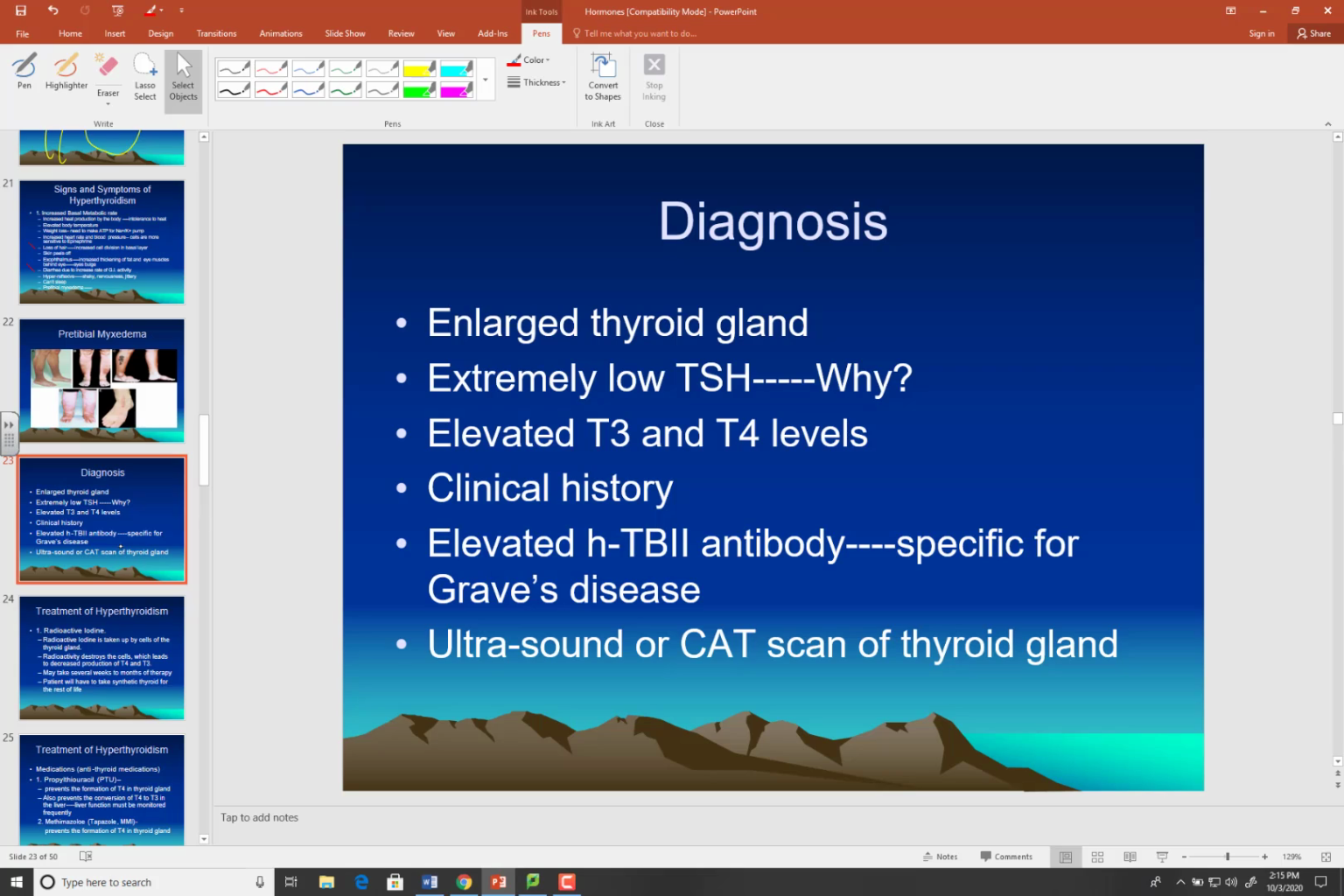Remember, TSH stimulates the thyroid gland to release T3 and T4, right? It has other functions, but in this case, that's what it is. So if your TSH is low, that indicates hyperthyroidism. If your TSH is high, that indicates hypothyroidism, right? And I'll explain that when I get to hypothyroidism.